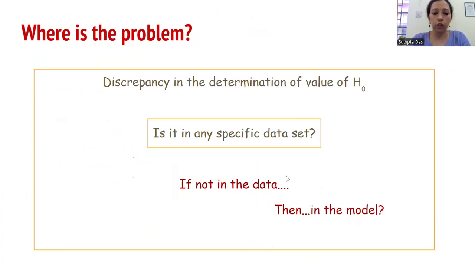Now, obviously, one question may arise: is there any discrepancy in the measured data sets? But both the teams claim that, till date, there is no discrepancy in the data set. So if there is no discrepancy in the data set, that means one has to look beyond lambda CDM.